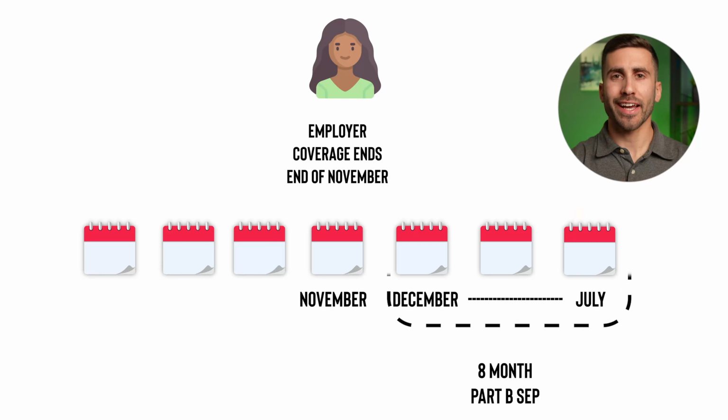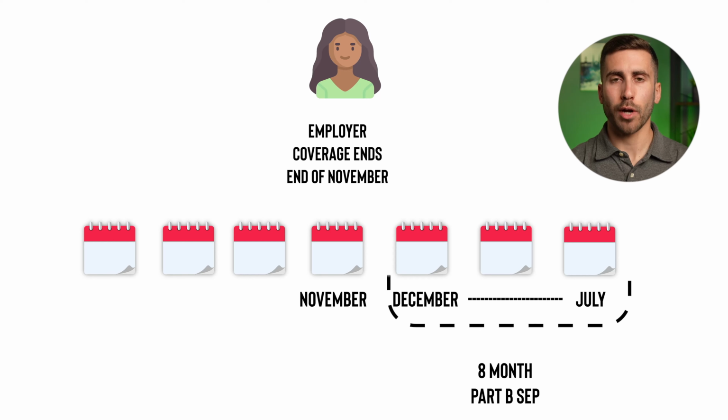So with that being said, here is an example to better understand the special enrollment timeline. We will look at Kim, who delayed Medicare Part B past age 65 due to having proper employer coverage and then stopped working. In this case, Kim's coverage ended at the end of November. This means that Kim's Part B special enrollment period would continue for 8 months following the month of November, which would be from December through July of the following year.